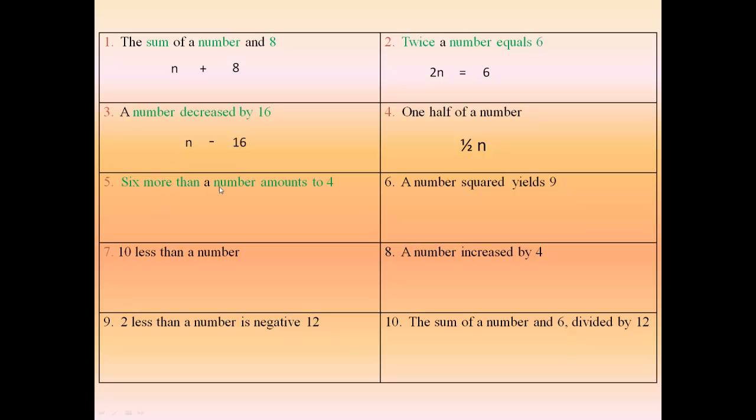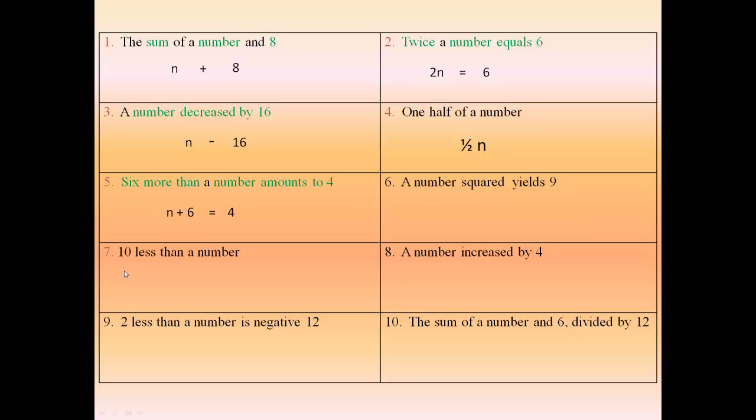Number 5, 6 more than a number amounts to 4. Let's look at 6 more than a number first. More than is one of our turnaround words, so we know we're going to be switching the order of the number and 6 here. So that would be n plus 6. Amounts to equals 4.